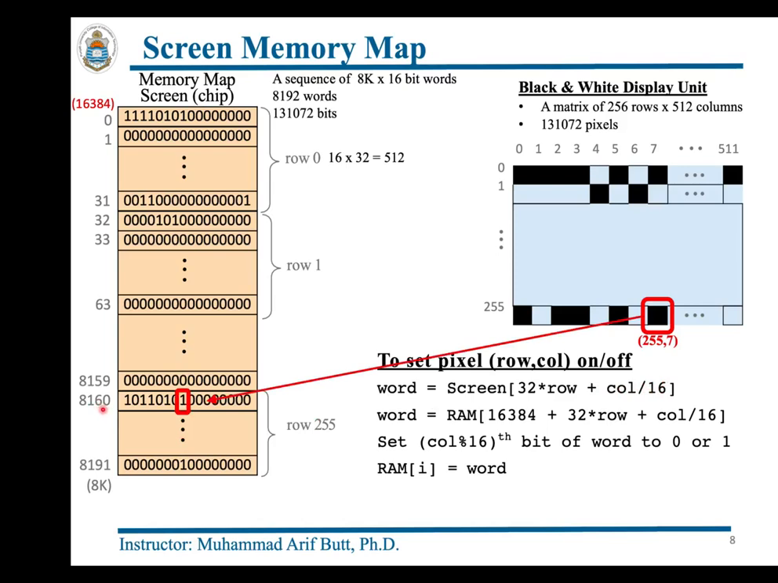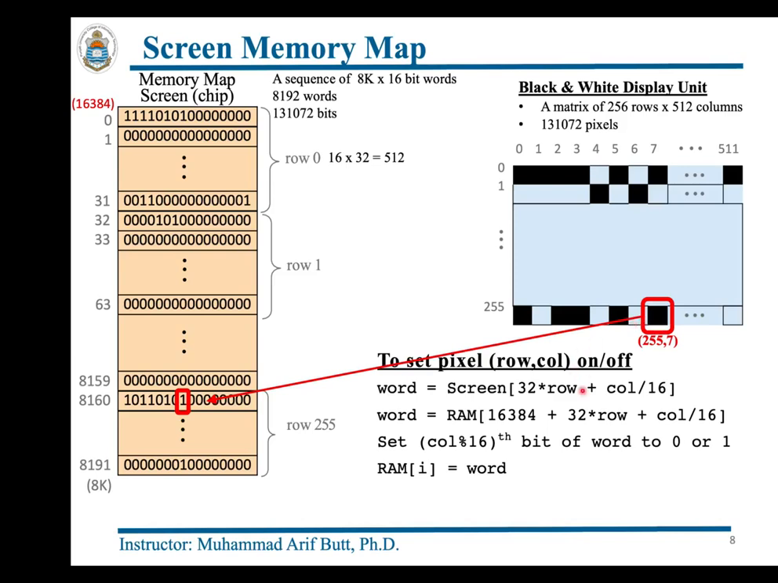And within this word, if we want to arrive at the exact bit, that can be achieved by taking the remainder division of the column with 16. The column number is 7. 7 mod 16 is of course 7. So 0, 1, 2, 3, 4, 5, 6, 7. So this is the bit that is 1.